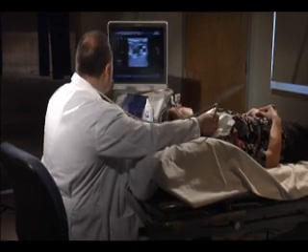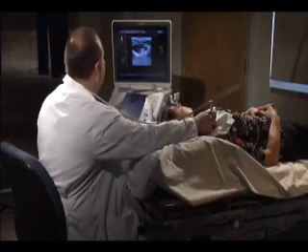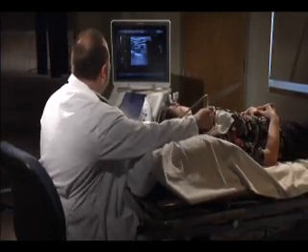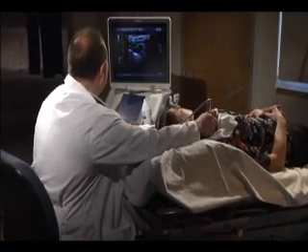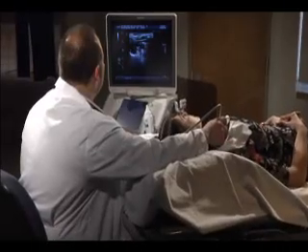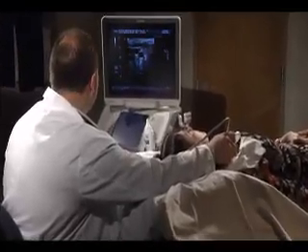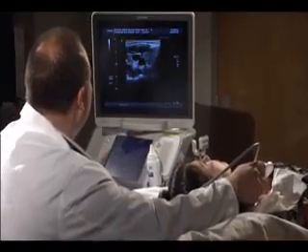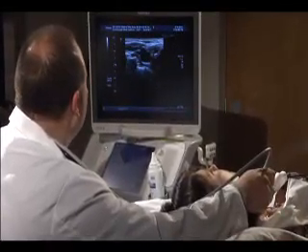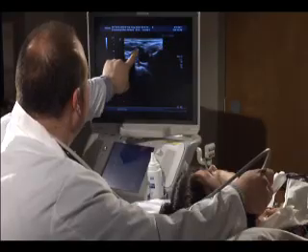Are you able to see the screen? Mm-hmm. Okay. What we'll do is we're going to follow your carotid artery through the neck to look for blockage. The carotid artery is here. Your jugular vein is here. We'll follow the carotid up, and we'll see it split into two vessels.